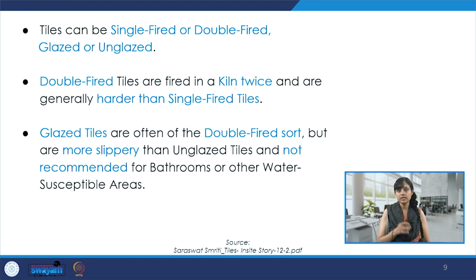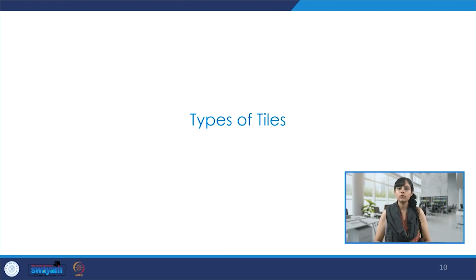Now the double fired tiles, they are fired in the kiln twice and they are generally harder than the single fired tiles. And when we talk about the glazed tiles, they are often of the double fired sort, but they are more slippery compared to the unglazed tiles, and they are not recommended for wet areas such as bathrooms.